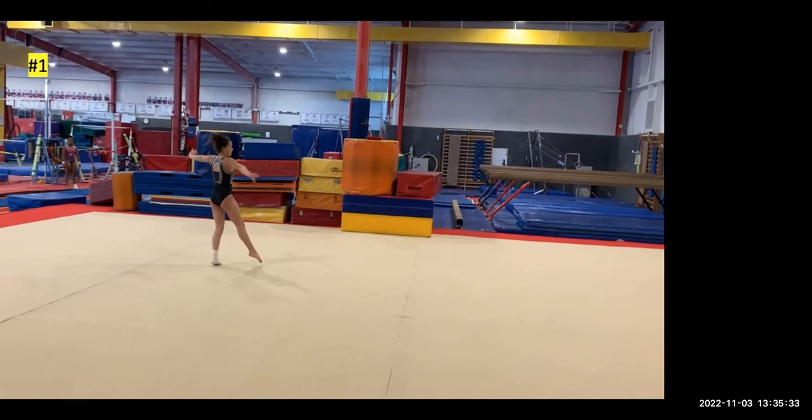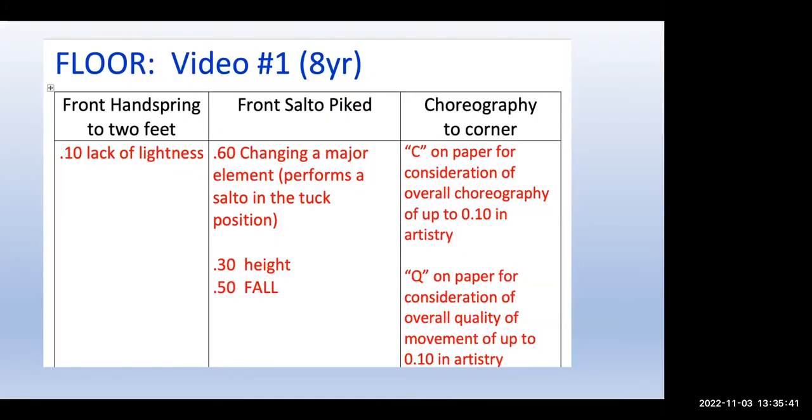Well, I gave the first thing away, just telling you like 2 seconds ago about the front salto. So on the front handspring to 2 feet, a 10th lack of lightness, then changing a major element is the value of the element. Changing meaning that, and sometimes people get confused of what that is. She's still doing a salto. She's just changing the body position of doing a tuck instead of a pike. So changing is a 6/10 deduction. Then 3/10 for height and 5/10 for the fall.